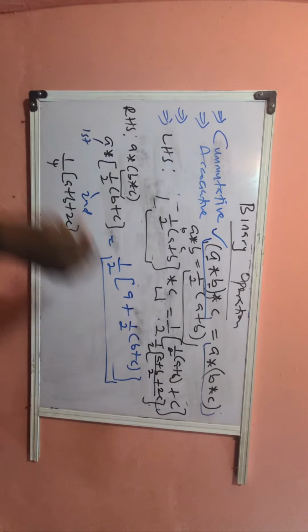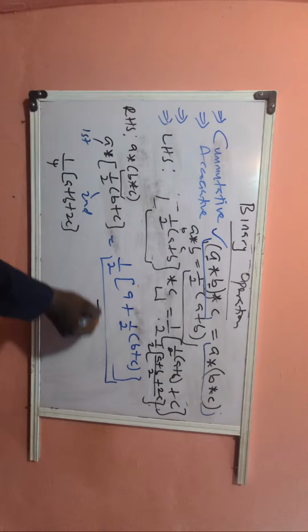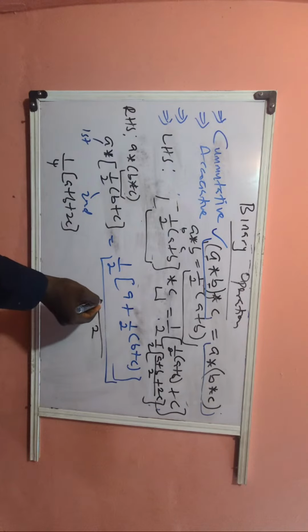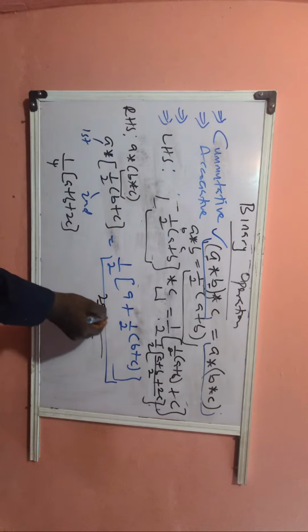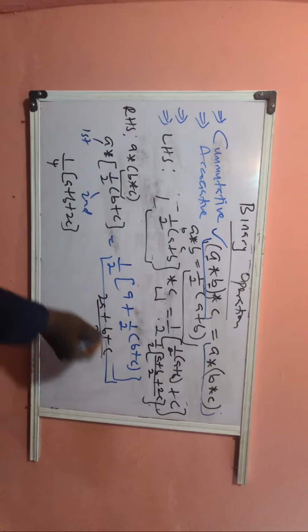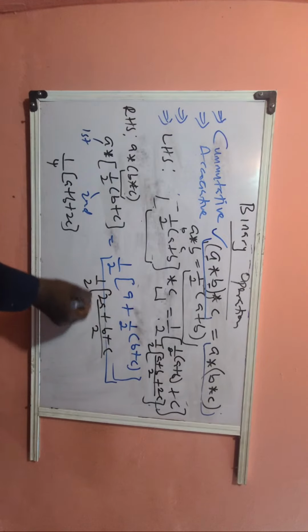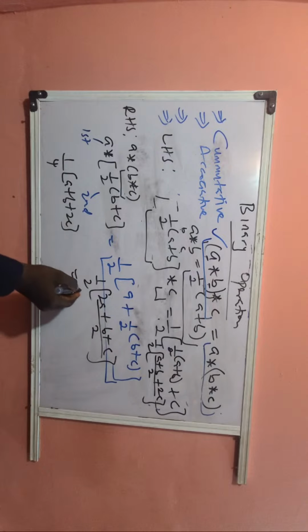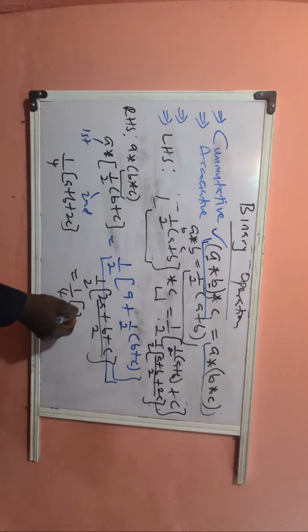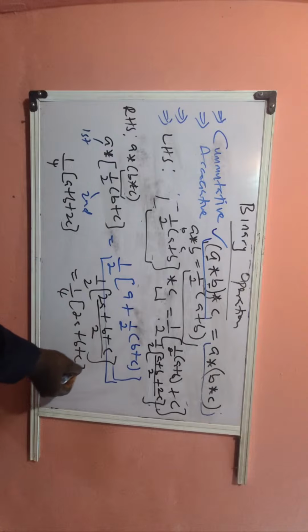So let's try and solve for this one. Of course, you find the LCM as 2. Then you'll be having 2A plus B plus C. That will be 1 over 2 into this. So this will be 1 over 4 into 2A plus B plus C.